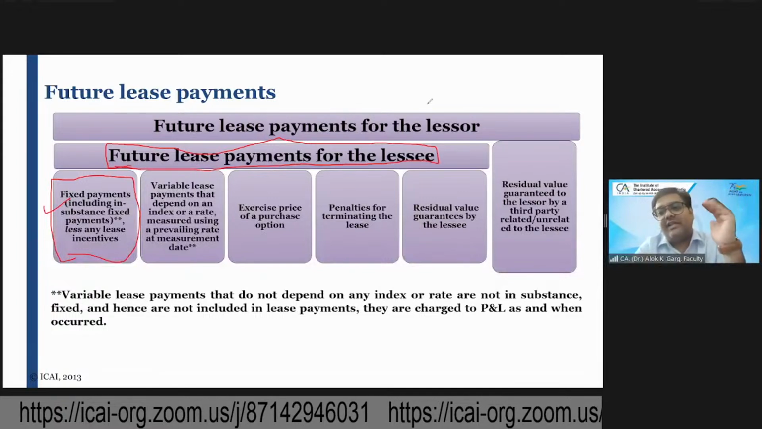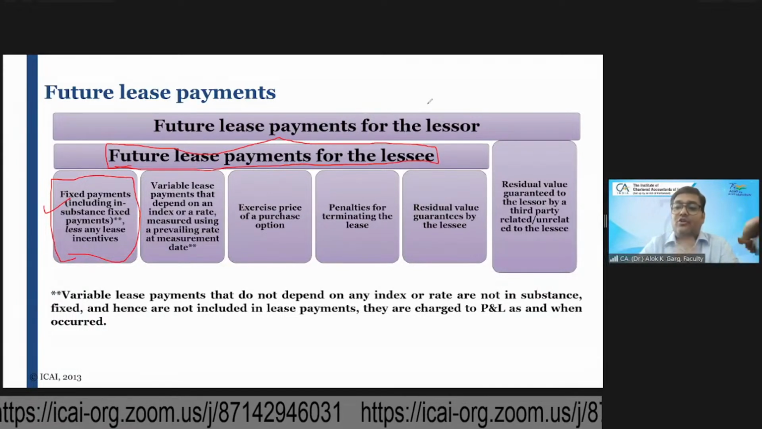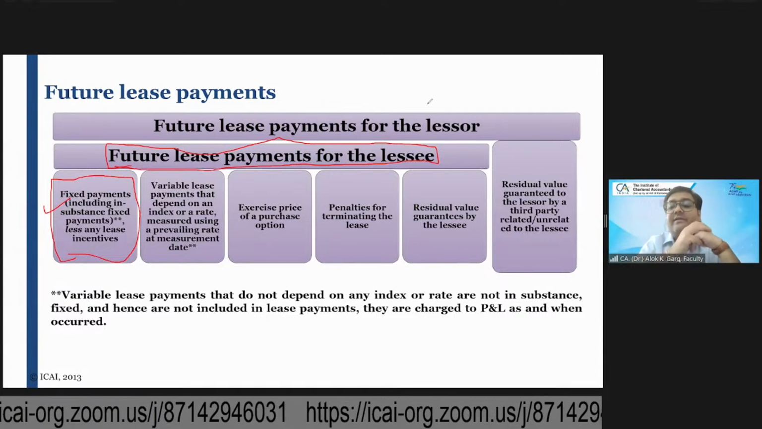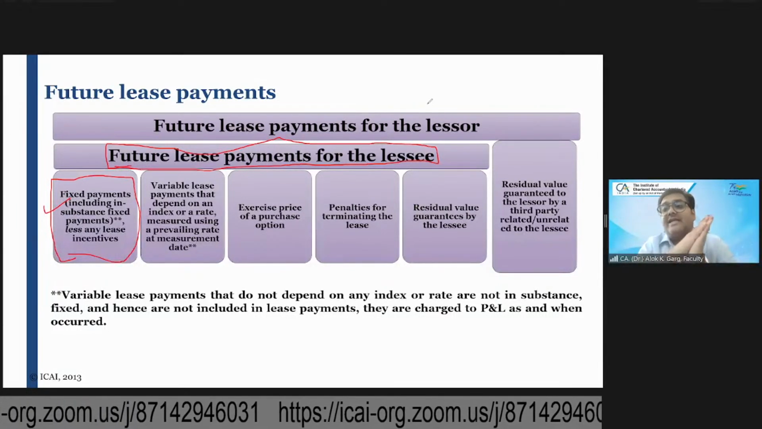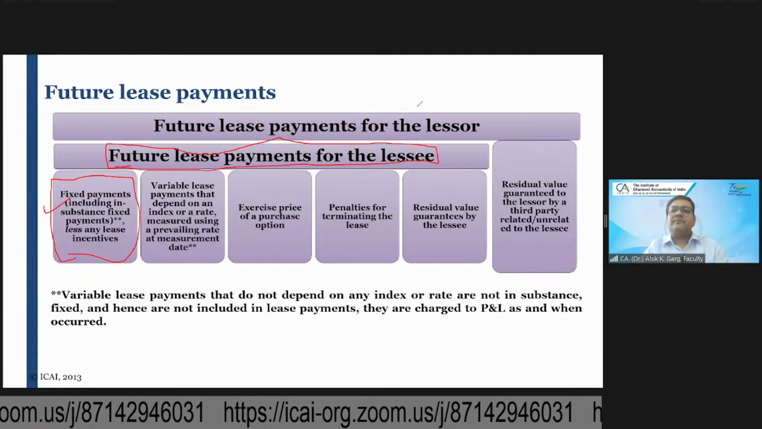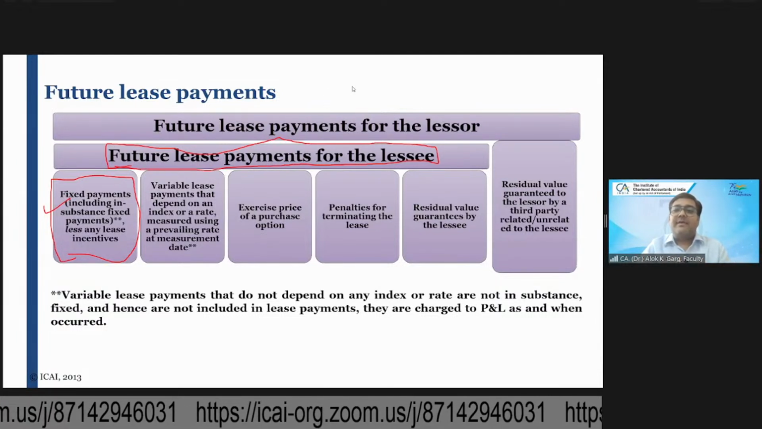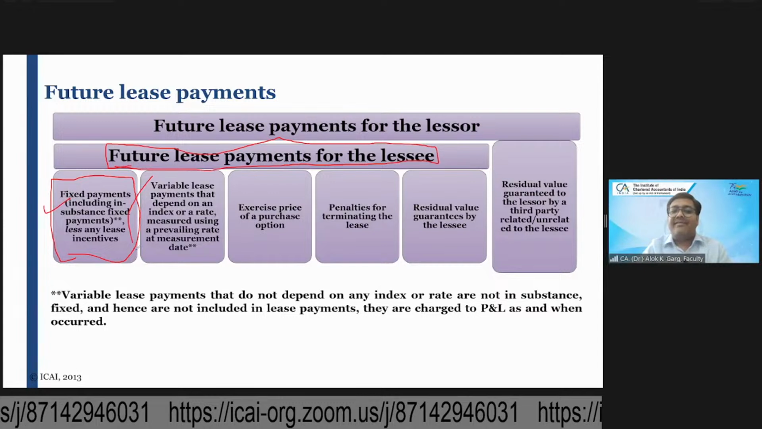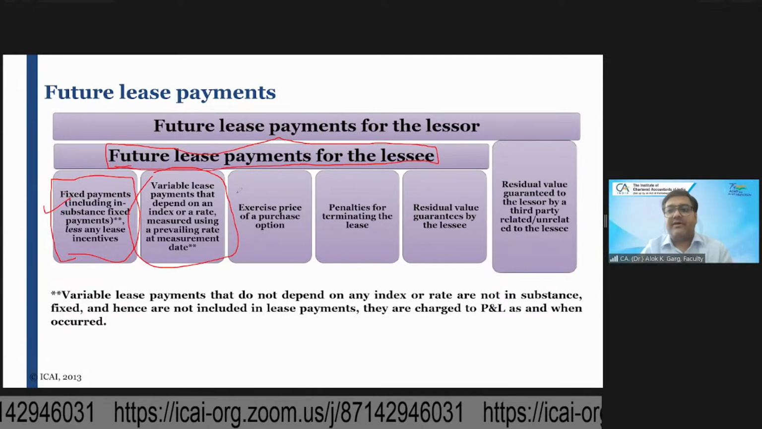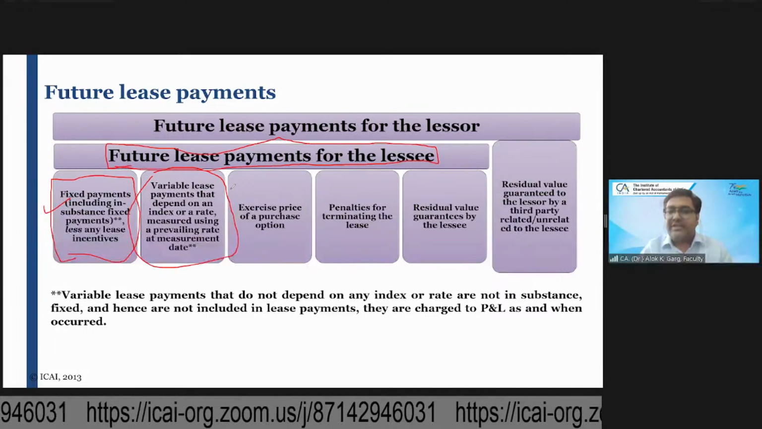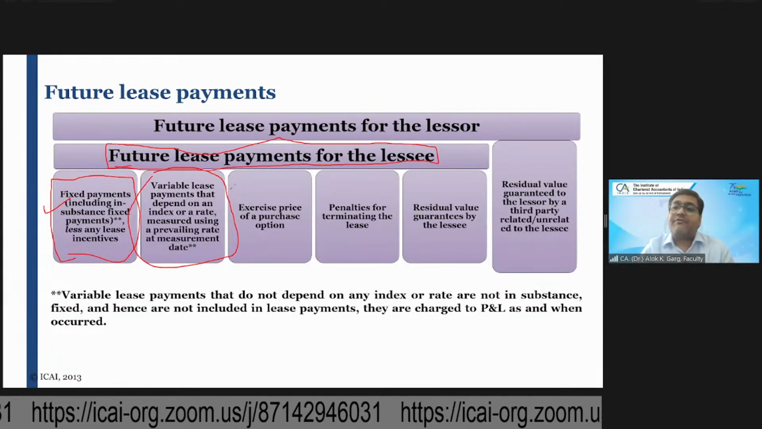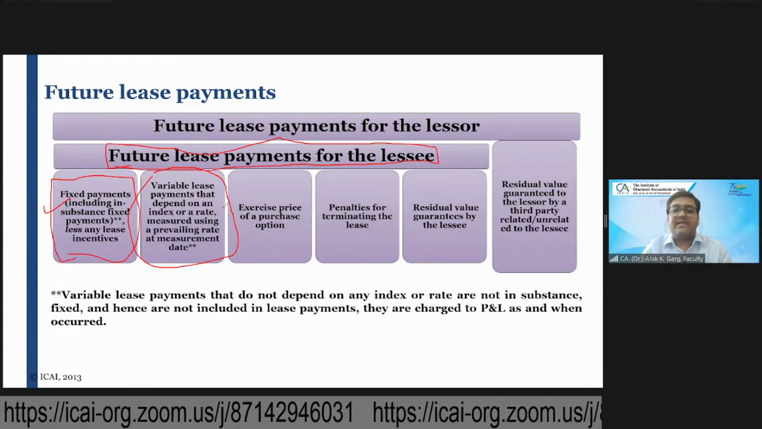Whenever a variable lease payment is other than one on the basis of an index or a rate, it has to go to the P&L. Is that clear? So we discussed variable lease payment also. And friends, again I am repeating, please refer to the detailed class for the detailed explanation. I have spent a lot of time on future lease payments last time.